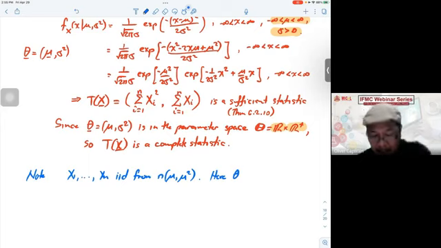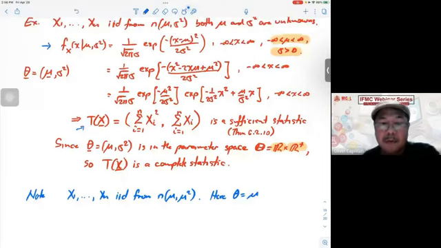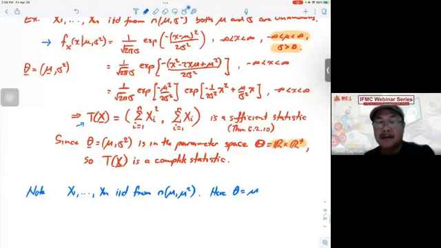So the dimension, take note, yung dimension ng ating statistic, T of X, dalawa. Ito pa rin yung makukuha natin. But the parameter, yung dimension ng parameter natin dito, wala siyang mu. Pero yung parameter natin is simply theta equal to mu. It's not a vector of parameters. So hindi magkapareho, unlike dito sa first example natin.